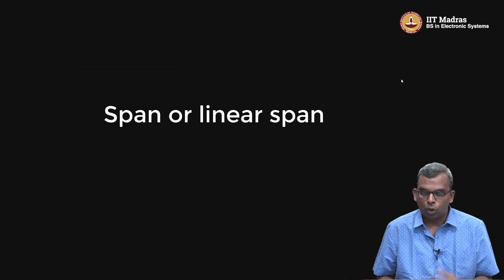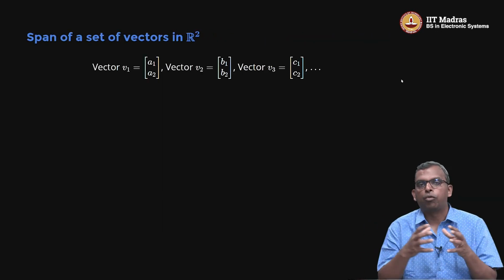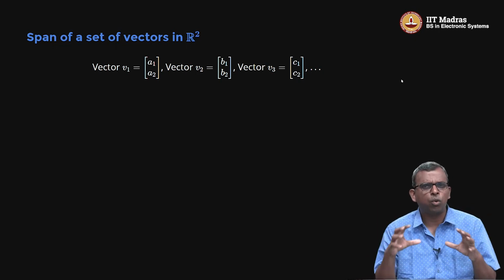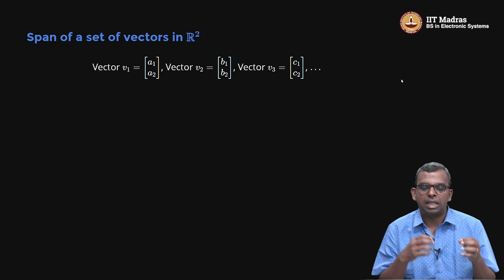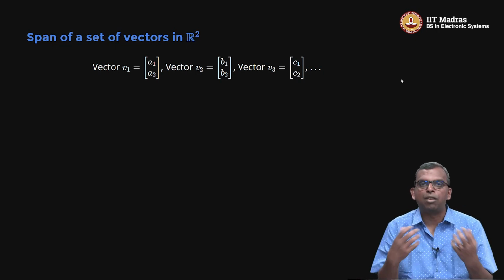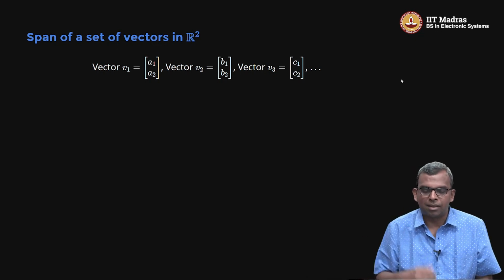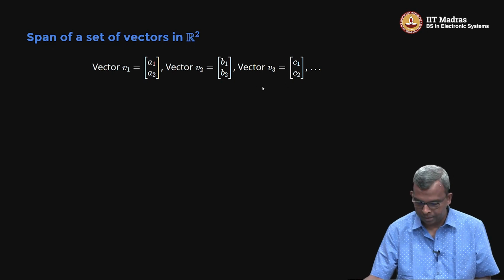Okay, what is span, or if you want to be very precise, you can say linear span. If you have a set of vectors in R2, in fact, we will generalize later on, but right now we are in the R2 world. So in R2, the real plane, let's say you have a set of vectors, you can define a span for them, the span of these vectors. Here is a precise writing down. I've written down vectors v1, v2, v3 as (a1, a2), (b1, b2), (c1, c2), and so on. Maybe there are more and more of these vectors in the set.